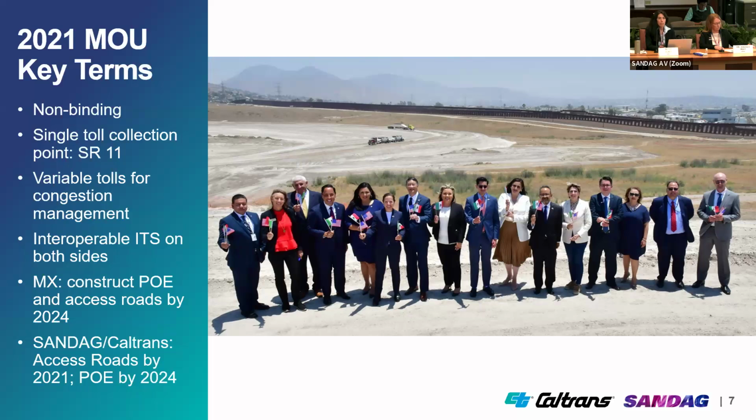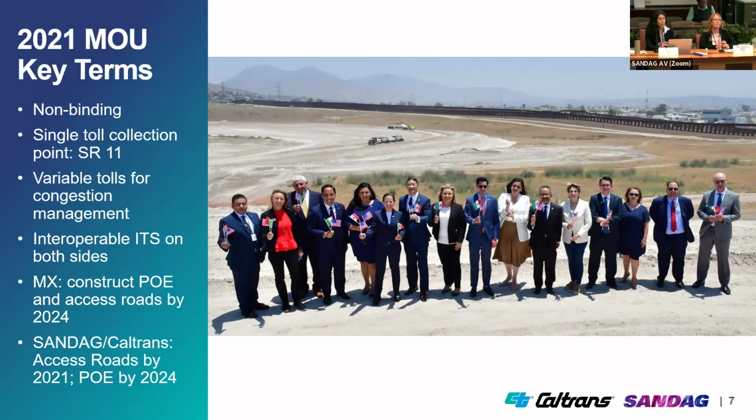Many of you probably know that OME is different than other border crossings. Under a traditional tolled crossing, Mexico would toll all northbound traffic, and SANDAG would collect tolls for southbound traffic. What happened within this MOU is that the parties agreed that SANDAG would act as the single toll authority, a single toll collection point for both northbound and southbound traffic. That arrangement allows the parties to better manage congestion through a variable toll.